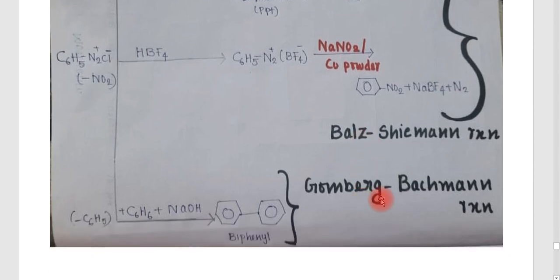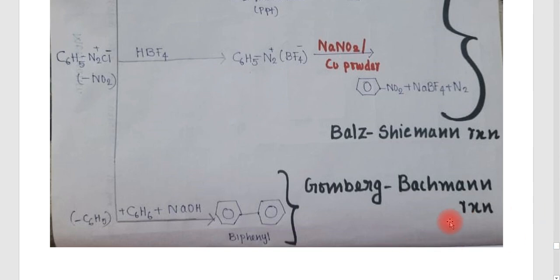And the next reaction is also a named reaction, and this is a simple reaction. The benzene diazonium chloride solution is treated in the presence of C6H6, that is, replacement by a phenyl group. It is treated with C6H6 and NaOH, so the reaction takes place in an alkaline medium. You will get the product as biphenyl, C6H5-C6H5, and the byproducts will be HCl plus N2, and that is the Gomberg-Bachmann reaction.